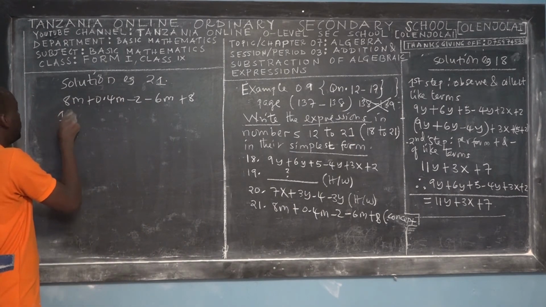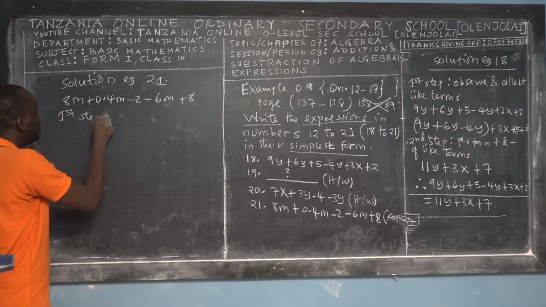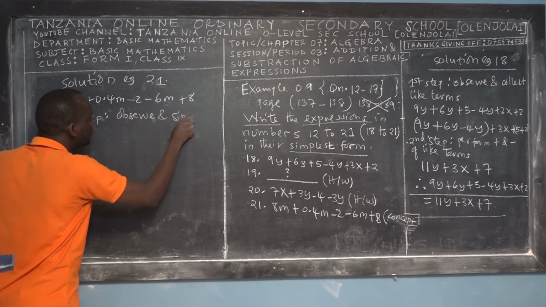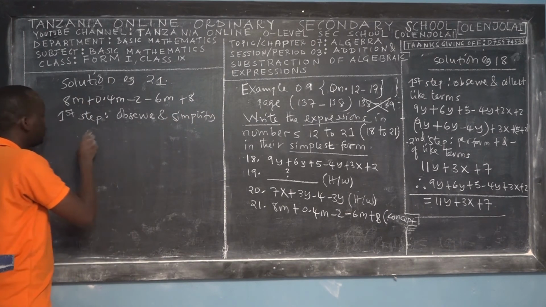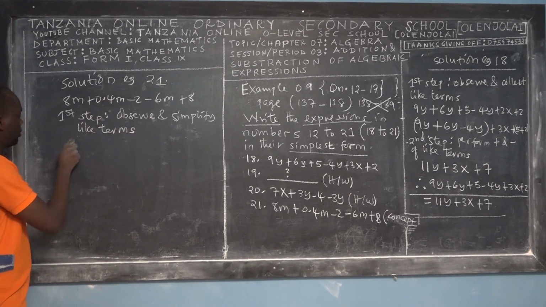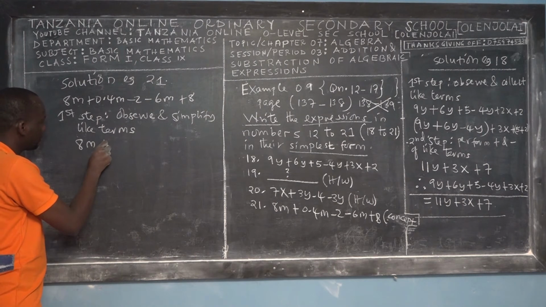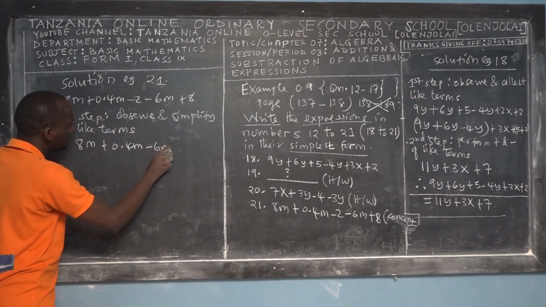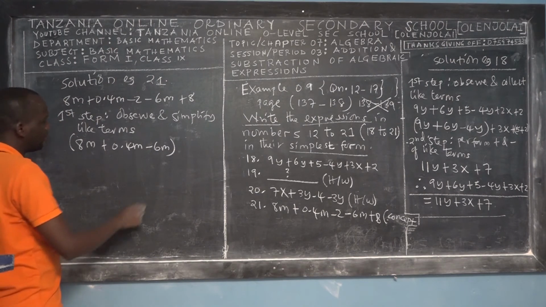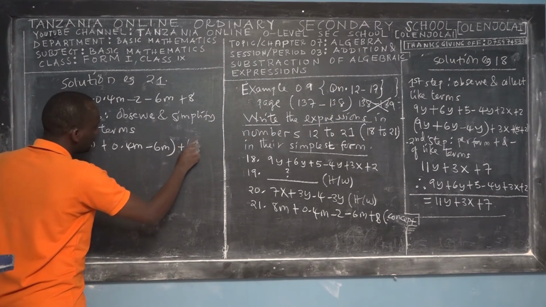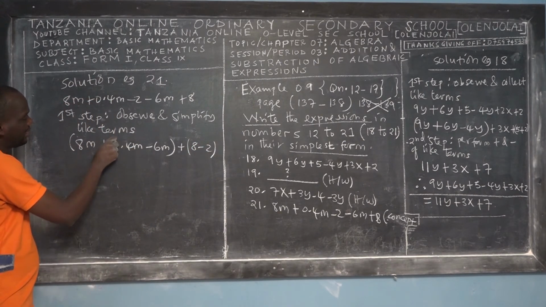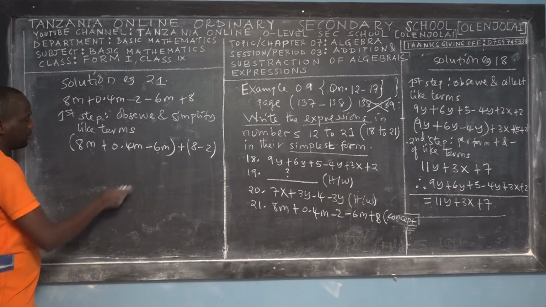So the first step, always, you say: observe and simplify like terms. Right? So you have 8m plus 0.4m minus 6m, and then plus, you can write 8 minus 2, right? So the next step, you just add the whole numbers.